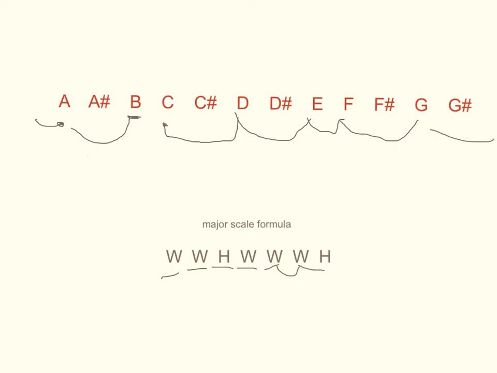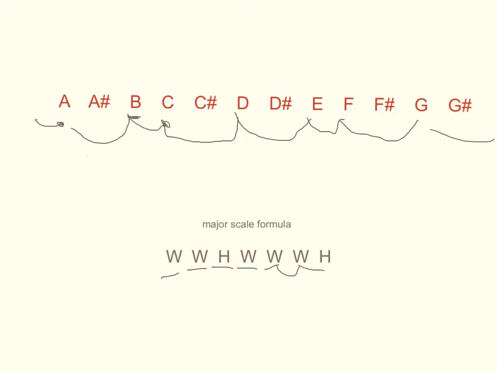So for instance, if I started on the note C, let's see if I can do this. I'm going to start at the note C, and then I'm going to plug in the formula to get a C major scale. So I'm going to go a whole step, and then another whole step to E. Then a half step to F, a whole step to G, another whole step. So I'm going to go past the G sharp to A, another whole step to B, and a half step back to C.